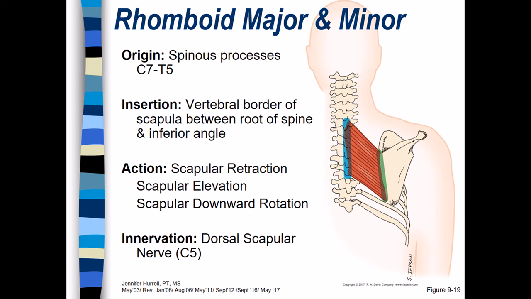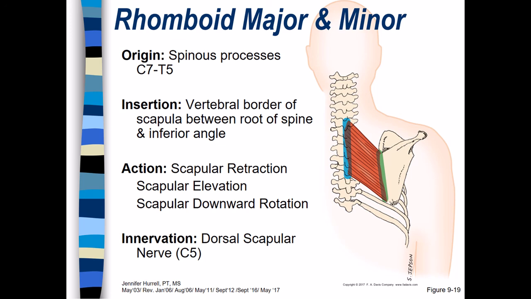All right, rhomboids. So we've got a major and a minor. We're going to group them together because they function the same way. The origin are on the spinous processes of C7 through T5. And the insertion is the vertebral border between the inferior angle and the root of the spine. All right, so they kind of run on a 45-degree angle like this. So clearly we're going to get a retraction component, right? So rhomboids are going to pull in toward the spine.